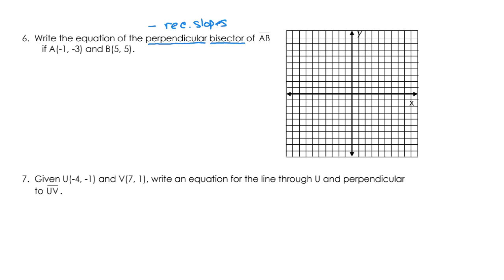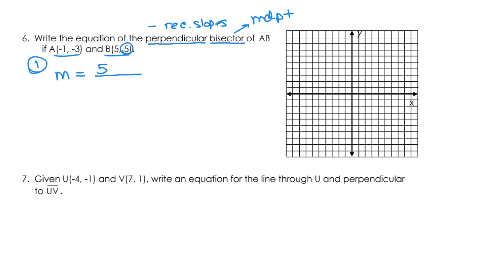Bisect means to cut in half, which means that this line wants to go through the midpoint of our line. All right, so we're going to go ahead and do the first step. And in the first step, we're going to try to find the slope between these two because they didn't give me the equation of the line. So I'm going to have to find my slope, and then I'm going to have to do the negative reciprocal of it.